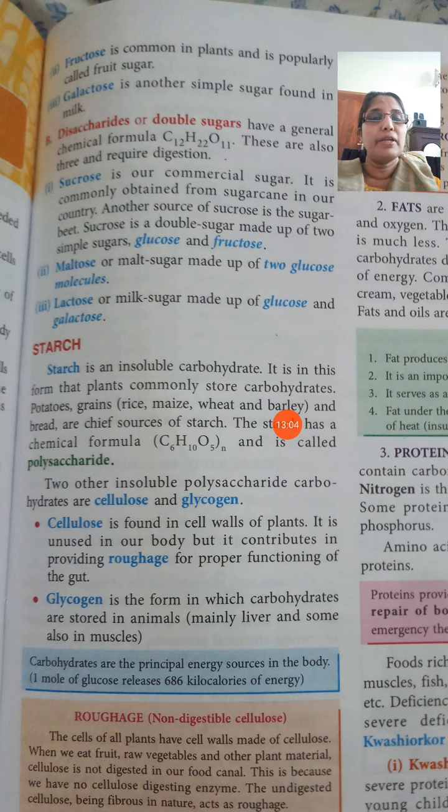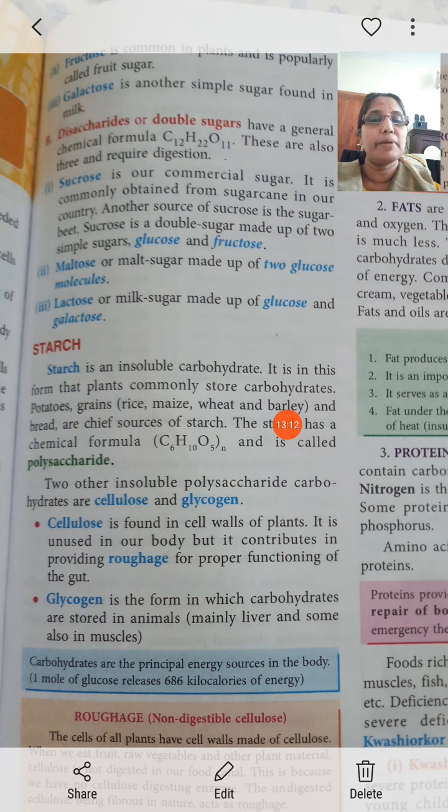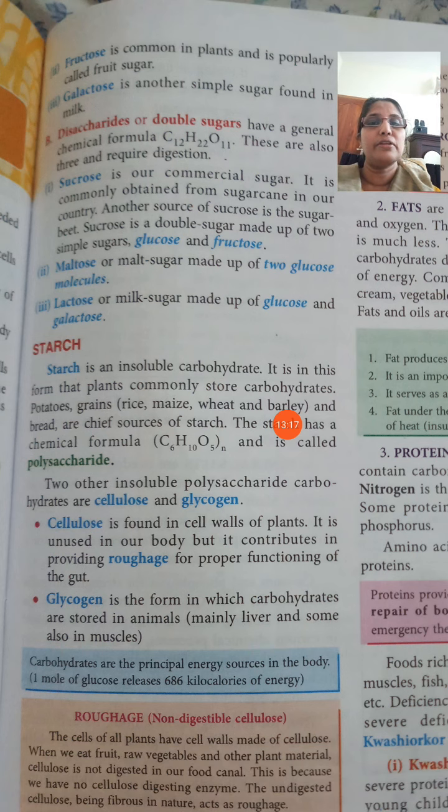When a baby drinks the milk of the mother, the milk sugar or galactose can be absorbed into the body of the baby without digestion. Then the second kind of sugars are the disaccharides. Disaccharide means double sugar. You know that glucose's formula is C6H12O6, but the chemical formula of the double sugar is C12H22O11.